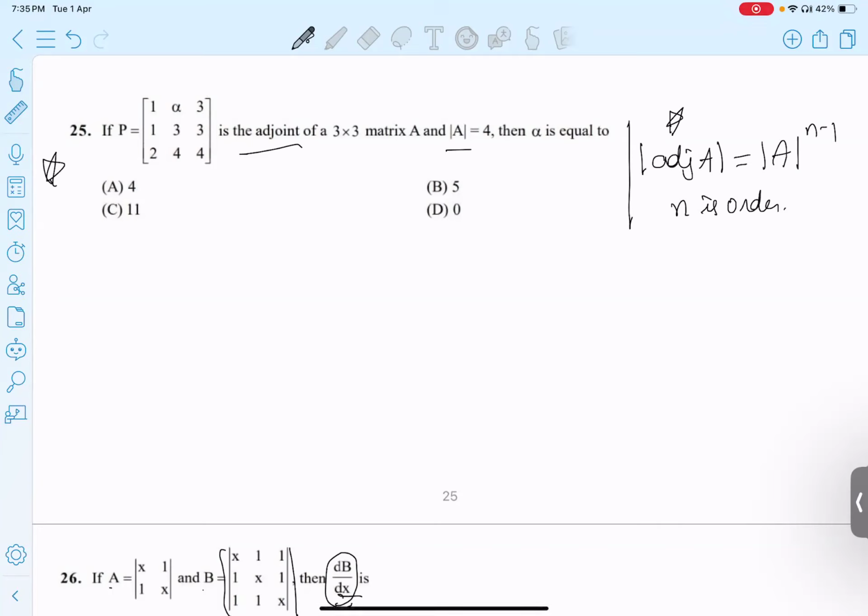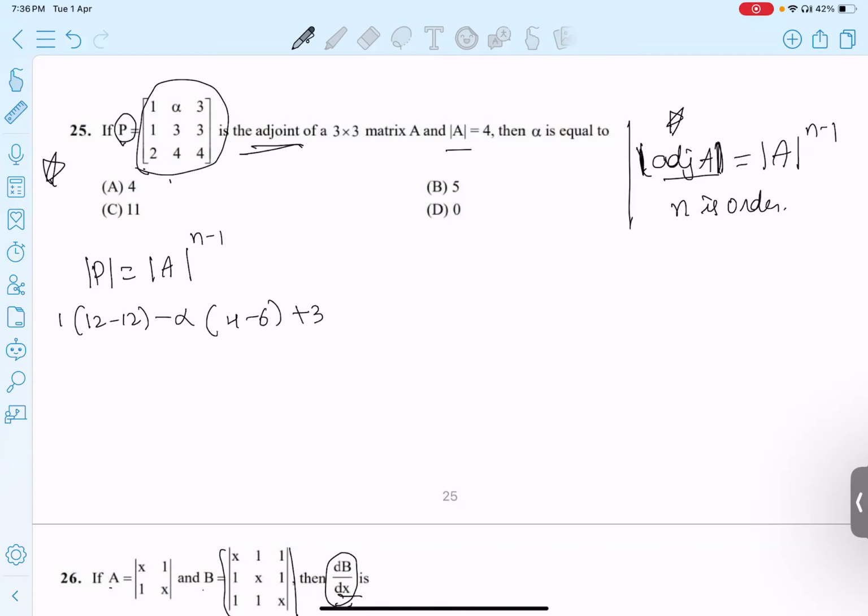Now if I find the determinant of the adjoint A, they have called it P, we have to find the determinant of P, which is the same as determinant of A to the power of n minus 1. So that means 1 into 12 minus 12, I'm just expanding this matrix in the determinant format, minus alpha into 4 minus 6 plus 3 into 4 minus 6 again, equal to determinant of A, which they have given as 4. N minus 1, N is the order, 3 minus 1 is 2, so 4 squared, which is equal to 16. Now let us simplify this.